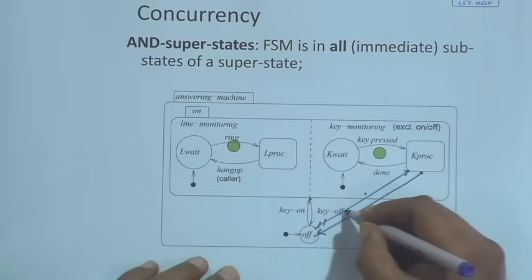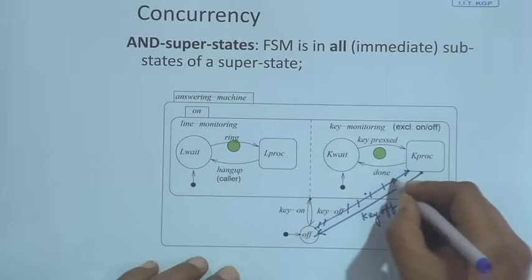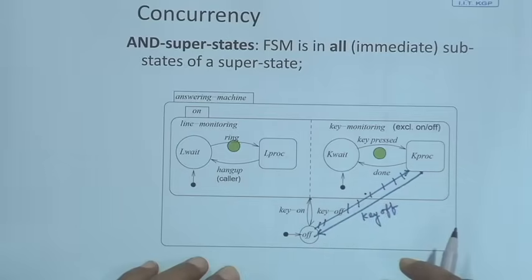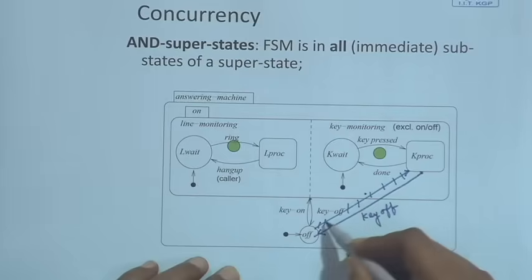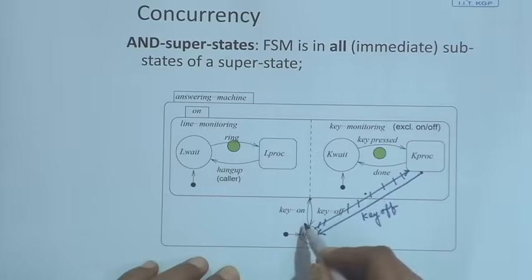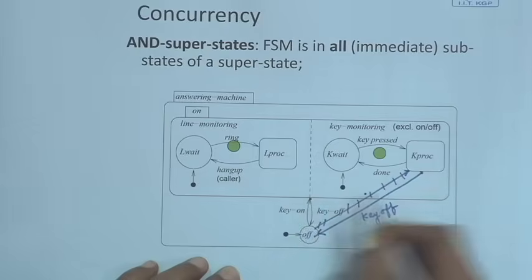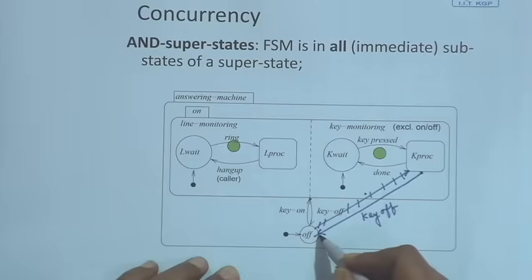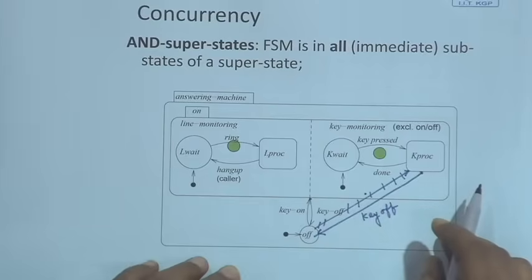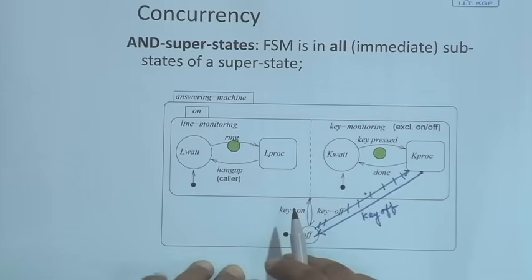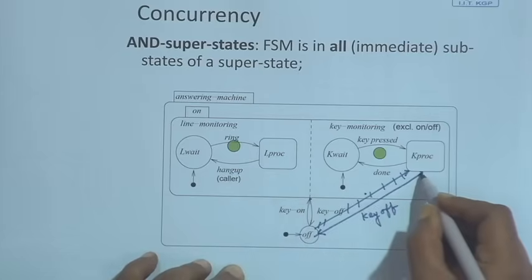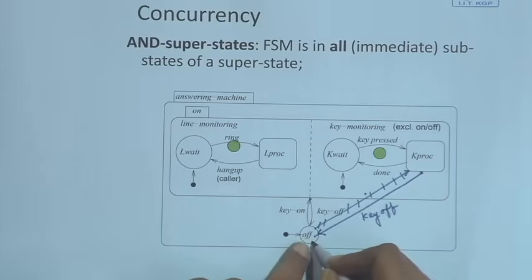So, I could go here provided there was a history node. If there was a history node, I could have gone here. Since the history node is not there, I cannot go in there. I will take this path, all right. I will take this path. So, on key off, I am coming over here. So, entering and leaving the AND superstate. So, whenever I put the key off, I am coming to off.